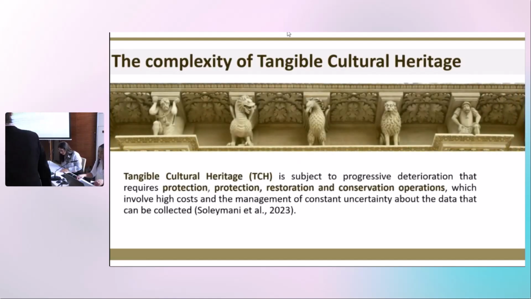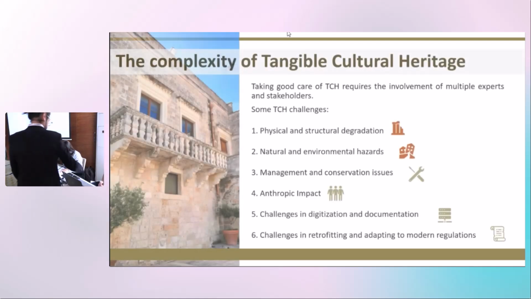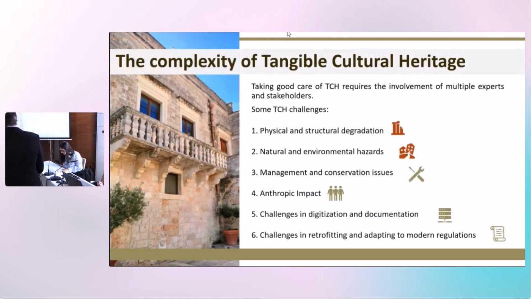Lecce is a city known for its particular architecture, named Barocco Leccese, which is characterized by a rich decorative style mainly based on a particular type of stone known as pietra leccese. Our historical buildings, however, currently suffer from common cultural heritage problems, such as progressive deterioration or aging. These are issues which affect tangible cultural heritage in general and require protection, restoration, and conservation operations.